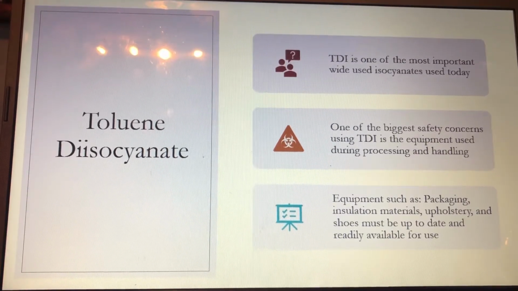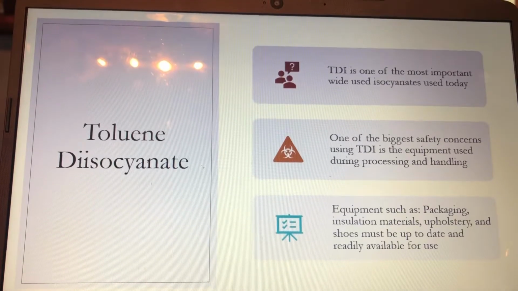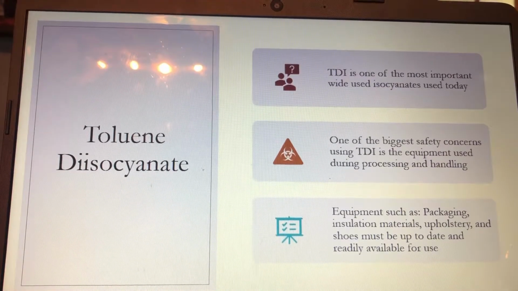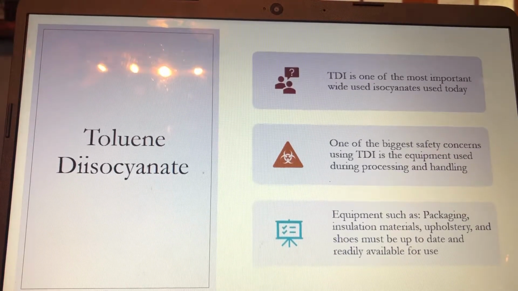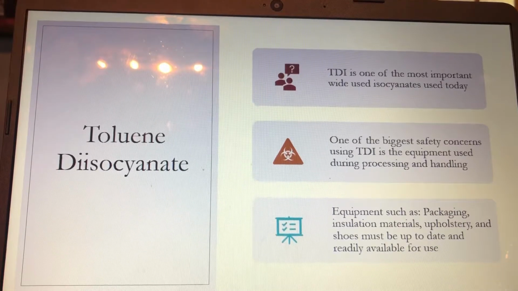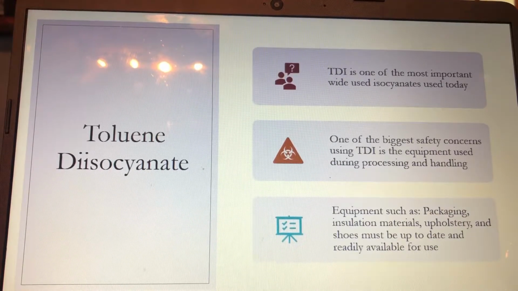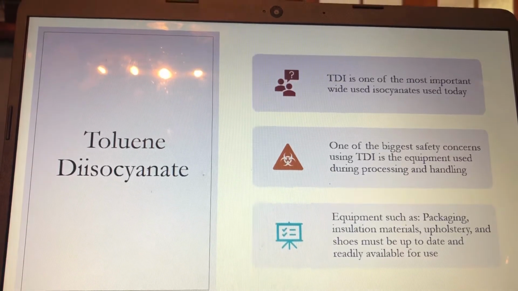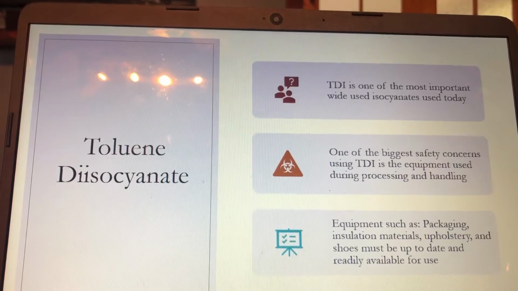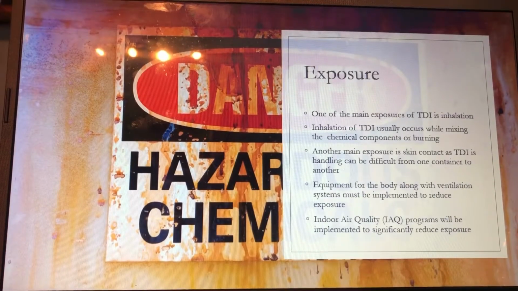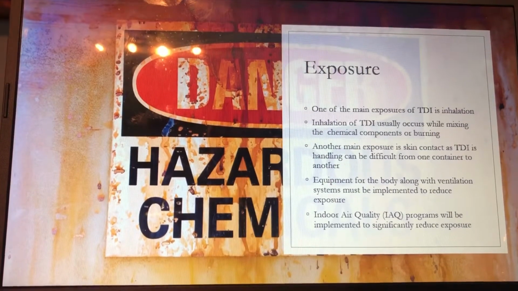One of the biggest safety concerns using TDI is the equipment used during processing and handling. If the right equipment is not used, many safety concerns are at stake. These equipment can include packaging equipment, insulation materials, upholstery, and even shoes. All this equipment must be up to date and readily available for use. Exposure to TDI is very important.